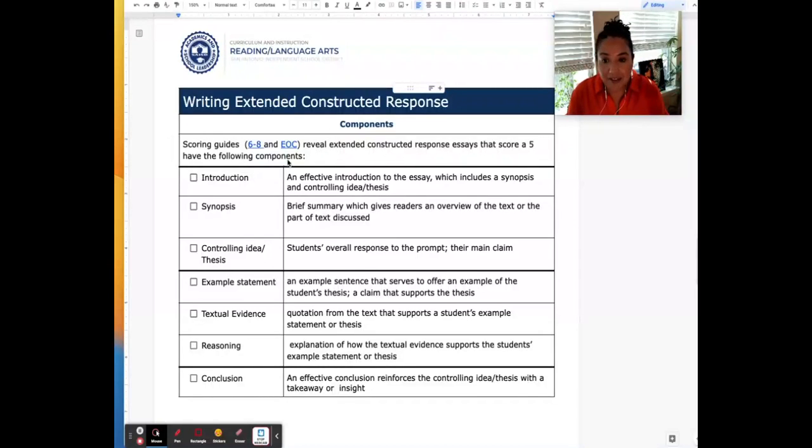Okay, we finally have information from TEA about what exactly a high scoring extended constructed response essay will look like. So we are excited to break this down with you.